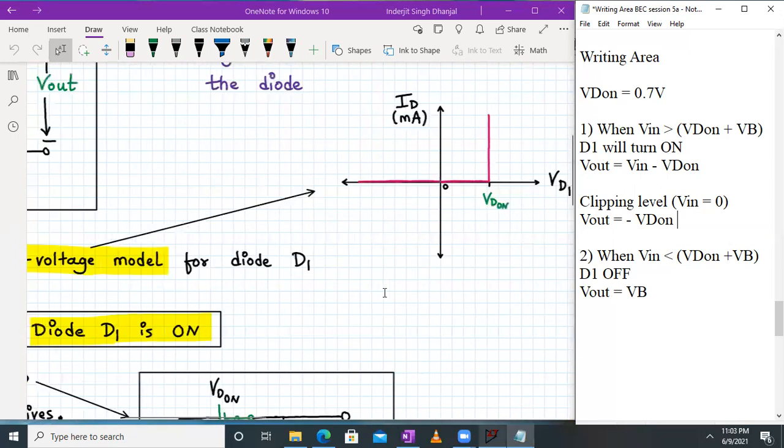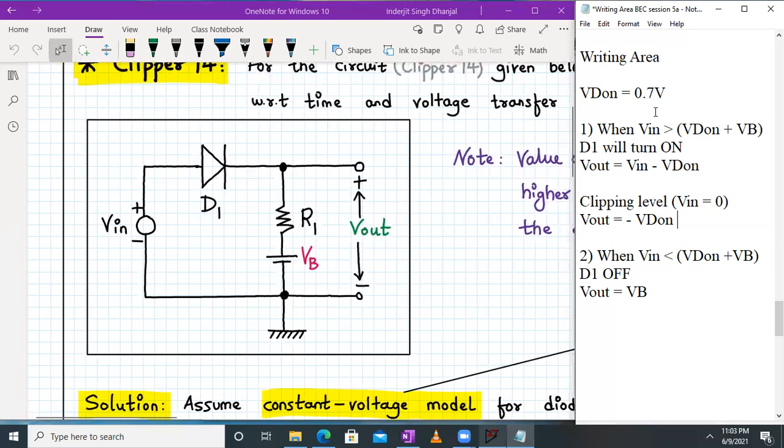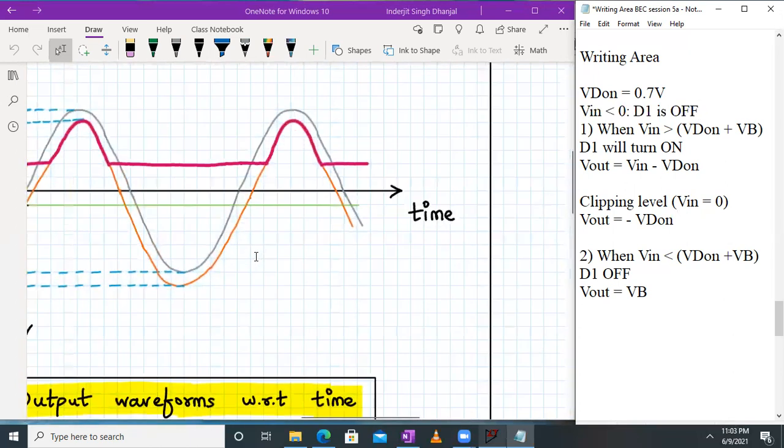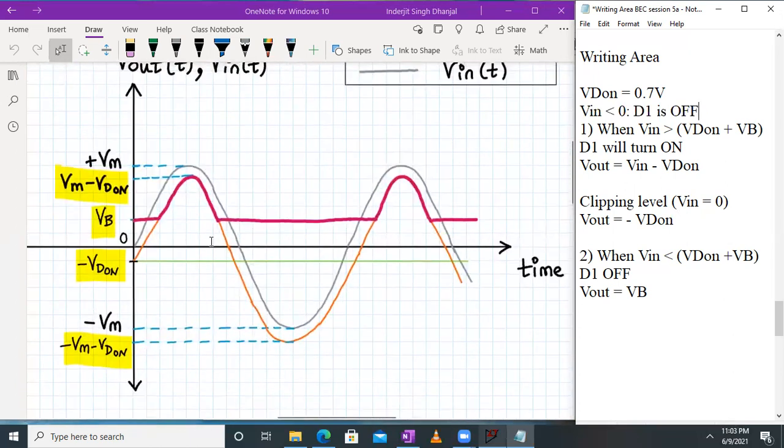Just remember this thing. If you are still confused, for negative values of V in, that is V in less than 0, my diode will never turn on. So diode is off. Okay. So you will not have anything in the negative direction for negative values of V in. Diode is off. Everything that will happen is in the positive direction of V in, when V in is positive. So that is the clue. And draw the VB line. So below the VB line, V out will be stuck to the VB line whenever the diode is off, and greater than that, the output will track the input with the shift of VD on.